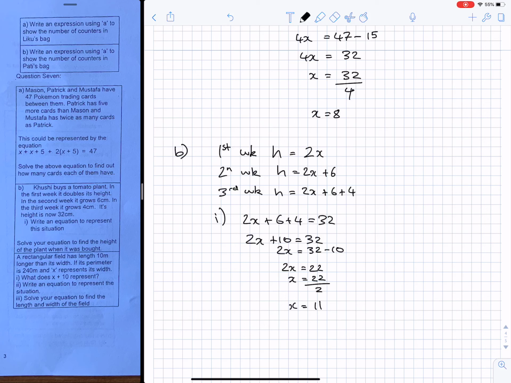I hope I have this right. Yeah, 6 plus 4. Yeah. Equals 11.